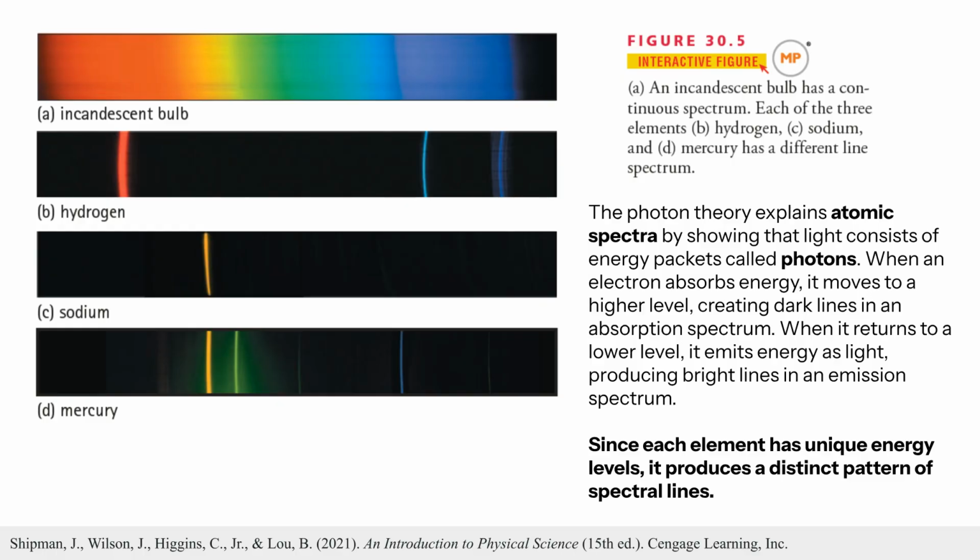The photon theory helps explain atomic spectra, which are the patterns of light emitted or absorbed by atoms. In this model, light consists of packets of energy called photons. When an electron absorbs energy, it jumps to a higher energy level, creating an absorption effect. When the electron returns to a lower energy level, it releases energy as a photon. This produces bright lines in an emission spectrum. Because each element has a unique set of energy levels, the emitted light forms a specific pattern of spectral lines. These patterns act like fingerprints for elements and are used in fields such as astronomy and chemistry to identify substances.